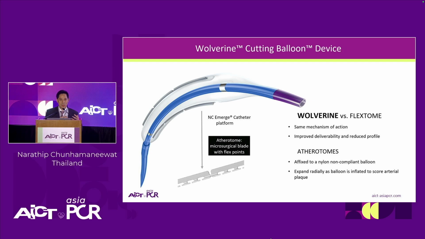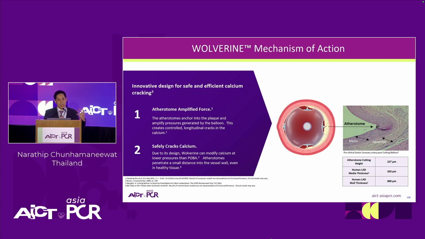So when you talk about specialized balloons, there are many materials, but the cutting balloon uses surgical blades, which are very strong. For the Wolverine cutting balloon, in the workhorse platform you have 3 surgical blades, and in the big platform you have 4 surgical blades mounted on the balloon. So it is very effective to cut the tissue. That's why we call it focal force.